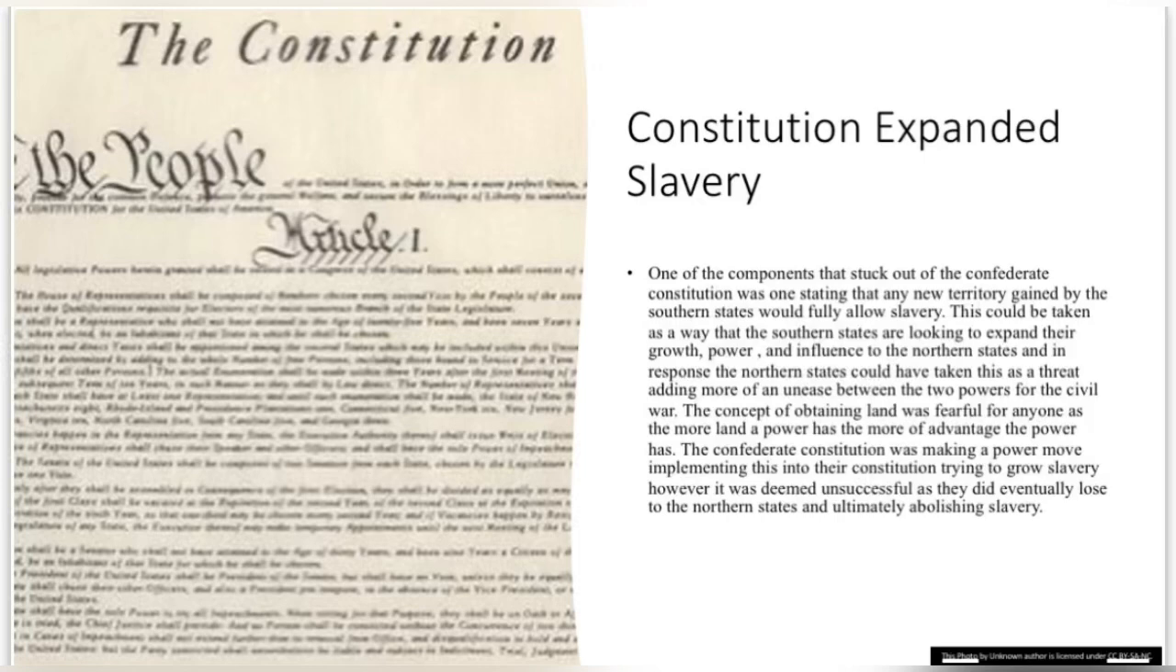The Confederate Constitution was making a power move, implementing this into their constitution, trying to grow slavery. However, in the end, it was ultimately unsuccessful, as they did end up losing to the Northern states in the Civil War, the effect of the Civil War being the abolishment of slavery. So the Confederate Constitution ultimately led to the Civil War, and that is how it played a role in abolishing slavery in the United States.